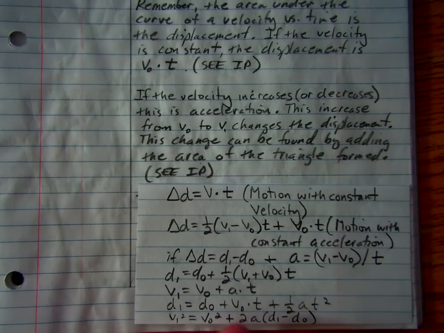Notice we've got both velocities, the final v1 squared, the initial v0 squared. We've got acceleration, and we have both the final and the initial position, but we don't have the time. This equation is useful if you don't know the time, but you want to solve for one of these other variables. Okay, these are the four equations that are going to be used in solving problems in kinematics where you have constant acceleration.